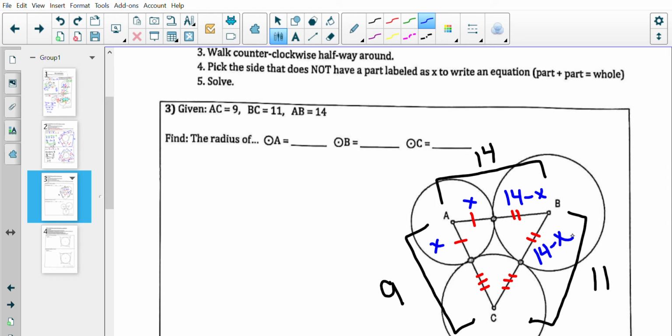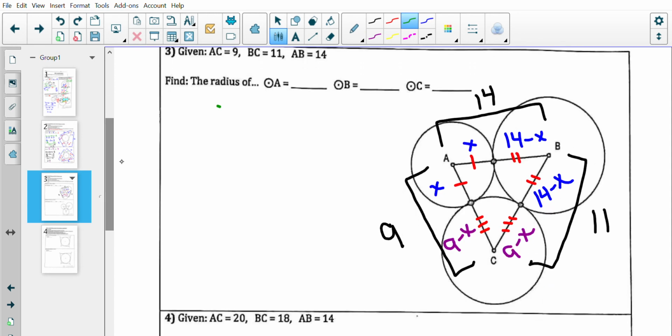Now we went halfway around. What are we going to do? We're going to jump to the other side now. We know A to C is 9 and the top part is X. So we're going to have the bottom part be the whole thing minus X, which is 9 minus X. So the radius of circle C is 9 minus X, which means this segment is 9 minus X. Now, once we've gone through and labeled everything, we're going to pick the segment that doesn't have an X all by itself. It has to have two expressions with X, no X by itself. So that's going to be for us C to B.